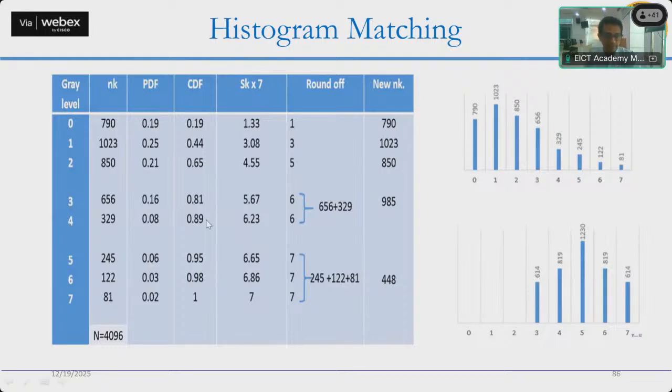So you see this thing here. See, this is basically the gray level. This is 7 is there. 7 is basically the 448. So what is the problem?